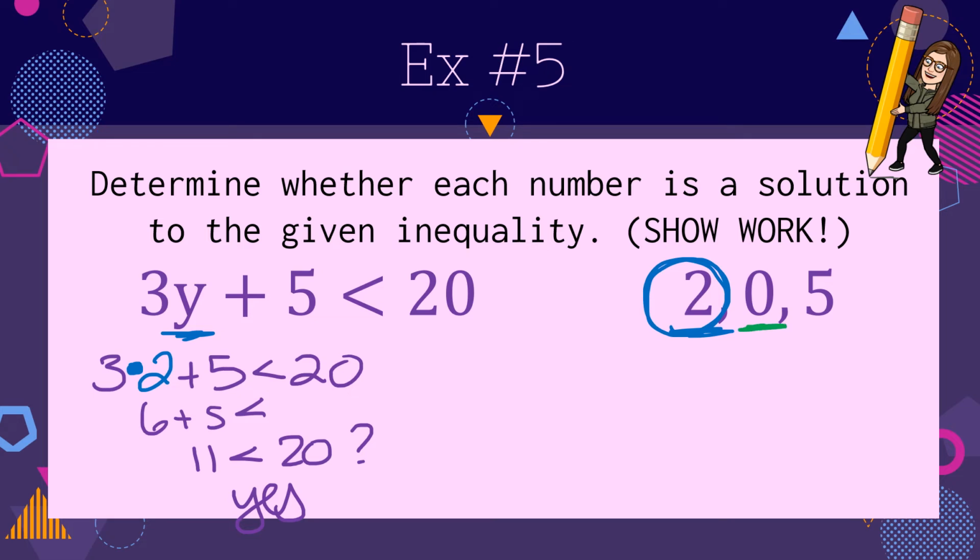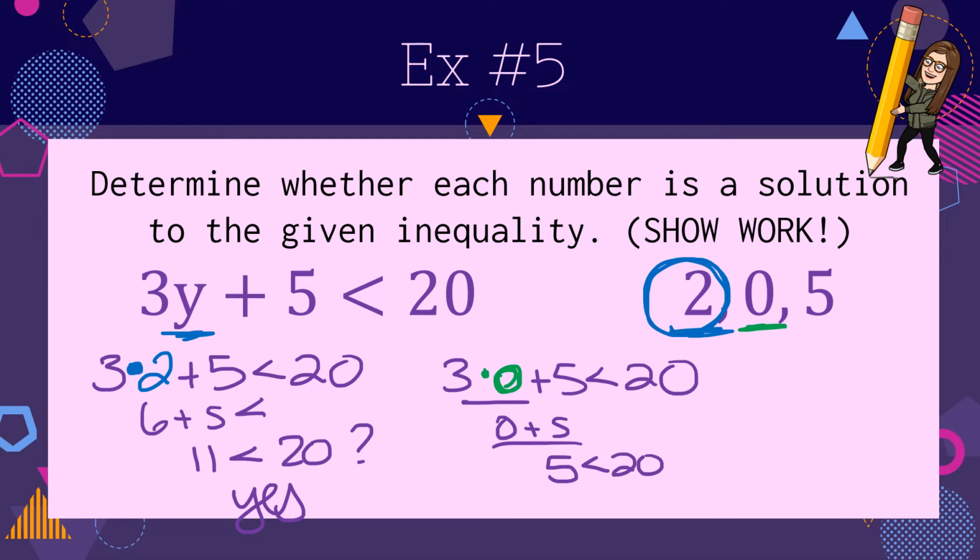Let's try again. This time with 0. We're going to use the same expression, the same inequality, but instead of y, we're going to replace it with a 0. Let's simplify. 3 times 0 is 0. 0 plus 5 is 5. Is 5 less than 20? Yes, that's good. 0 works.